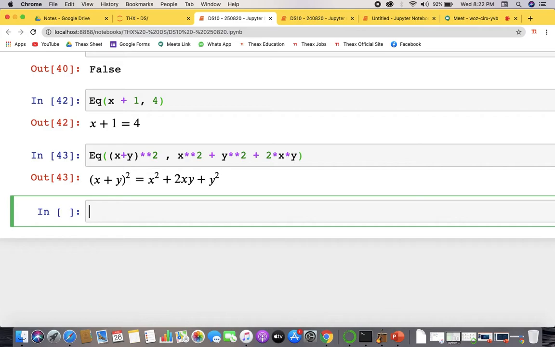So we can make it like this. Okay, so this is the use of this equation. Then let's take one more example. Let's say you have some equations and you want to find some solutions with respect to that, right?